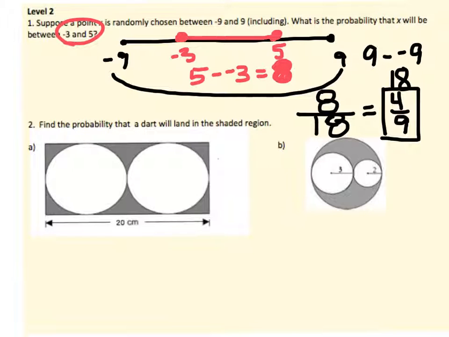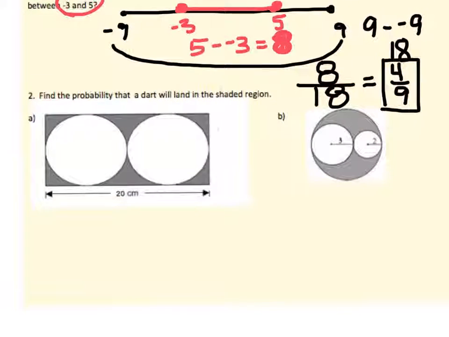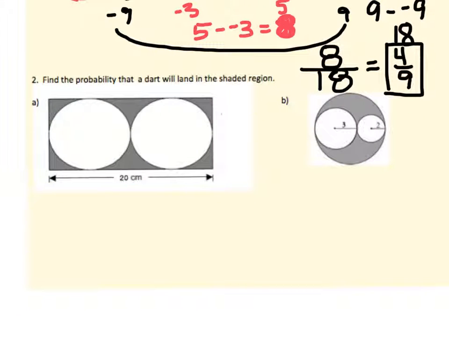Okay, in number 2, it says, find the probability that a dart will land in the shaded region. A couple objectives ago, we practiced finding the area of the shaded regions, and that's going to come in handy in this problem. If we look at A, I want, again, the probability that it's going to land in the shaded region. So that's my desired outcome. That's what I want to have happen. So to find my probability, I'm going to say area of shaded over area of total.